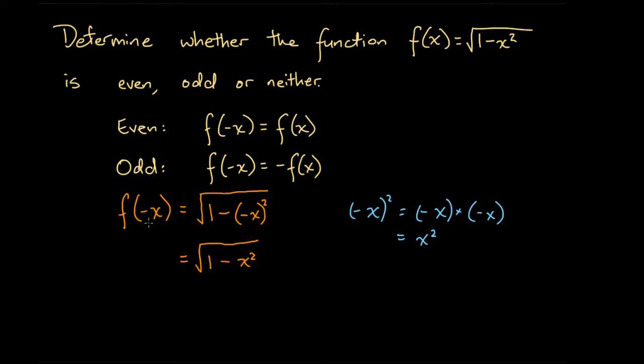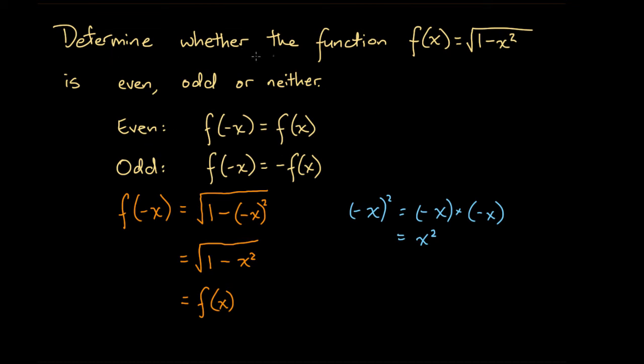Well, what's funny about this is f of negative x equals the square root of 1 minus x squared. Well, that's our original function. That also is f of x. So instead of writing this expression, we can simply write f of x. So what we found is that f of negative x equals f of x. And by our definition up here, if we have f of negative x equals f of x, then that function is even.